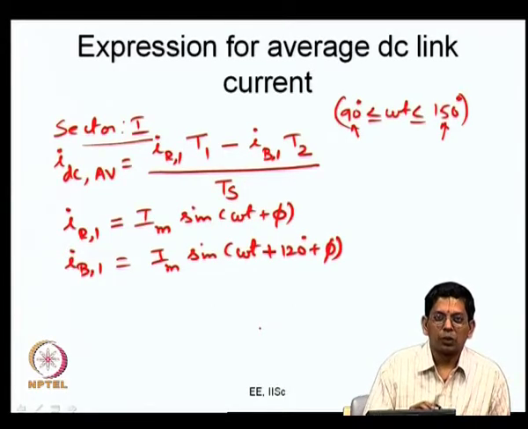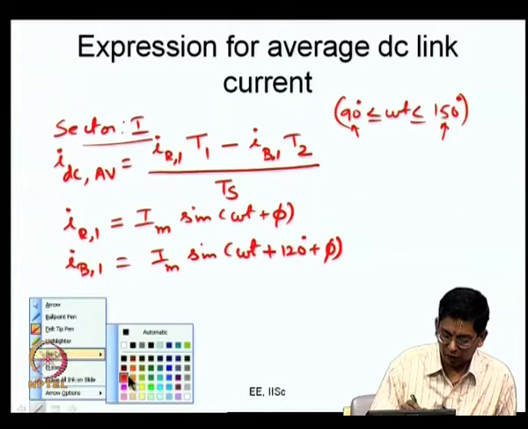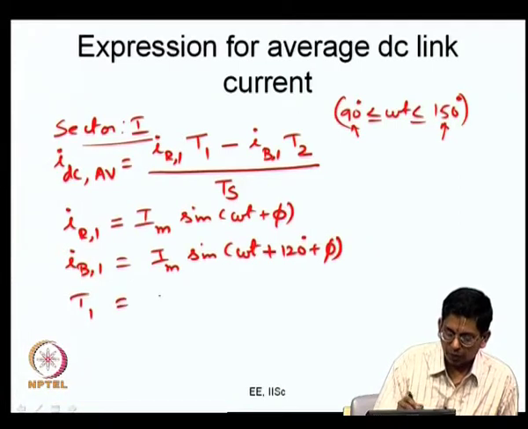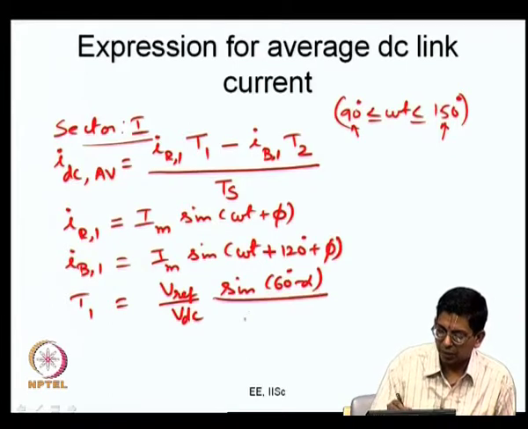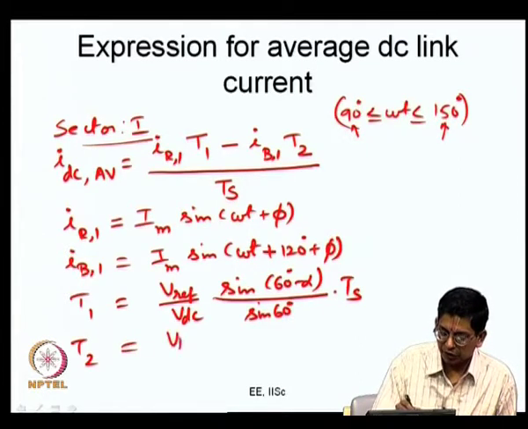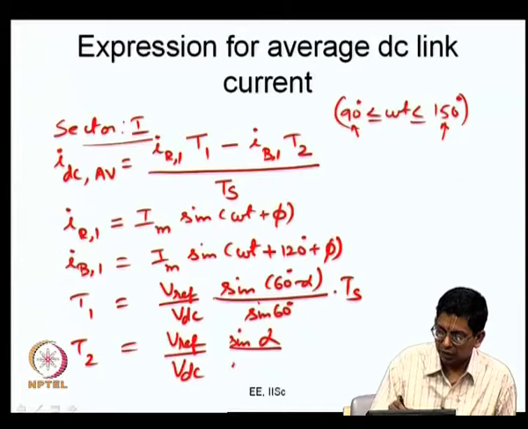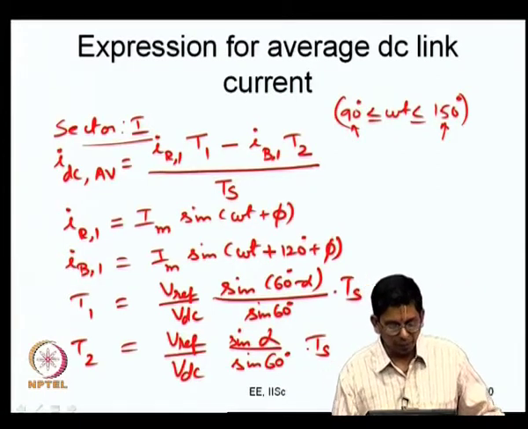This can be substituted. What else? Then you have T1 and T2, for which you can write similar expressions. T1 is Vref divided by Vdc times sin(60 minus alpha) divided by sin 60 degrees, multiplied by Ts. And what is T2? T2 equals Vref divided by Vdc, times sin alpha divided by sin 60 degree, multiplied by Ts. So, you have T1, you have T2. Now next, what can you do? You can try multiplying all of them and do this now.